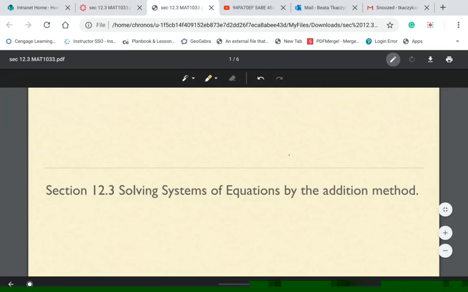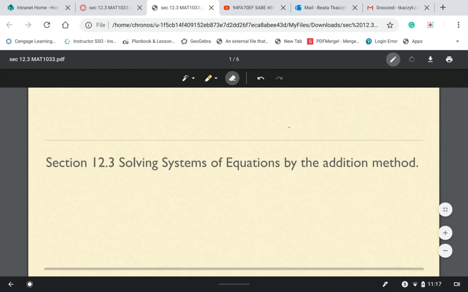Okay, so good morning. Today I'm recording the lecture for section 12.3. In 12.3, we're talking about solving a system of equations by the addition method. Addition method, many of you know that as the elimination method.